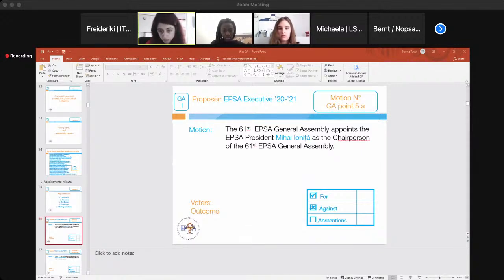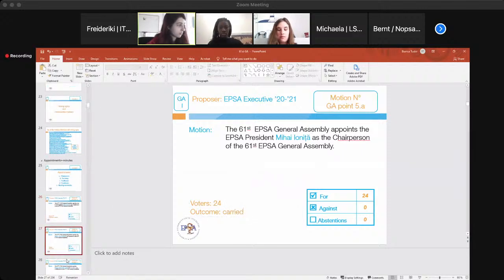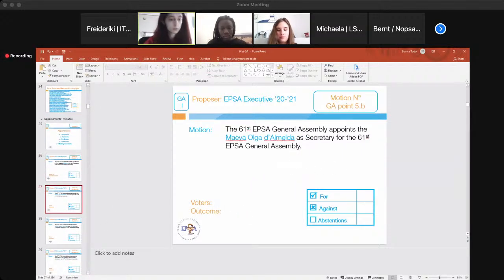Okay, we have 24 votes for, none against, no abstentions, and we have 24 voting members present in the room, not 25. Victory, instead of renaming themselves, is in the room. Motion was carried, and we shall proceed to the next motion. I will read the motion and then I will give the floor. The motion reads as following. The 61st EPSA General Assembly appoints Maeva Olga Dalmeida as secretary for the 61st EPSA General Assembly.